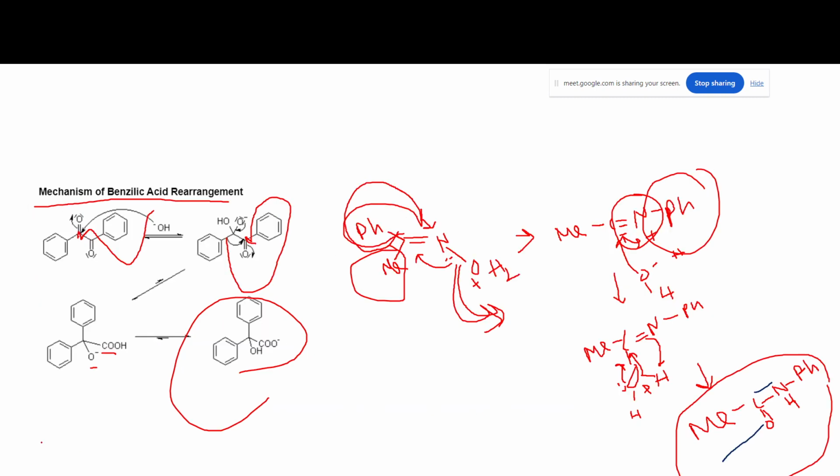Now the benzilic rearrangement. In the benzilic rearrangement, if you add a base to a dicarbonyl system, what will happen? One phenyl group is rearranged, and you form one acid: one carbon will become the acid and the other will become the alcohol.